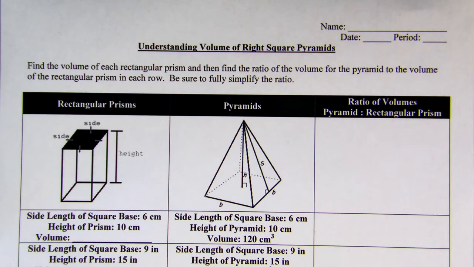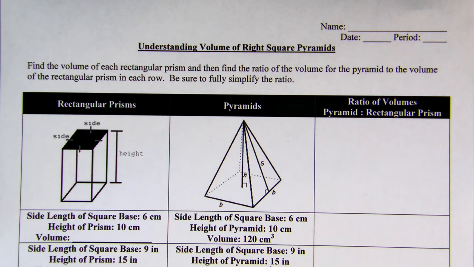Alright, so today's lesson is on the volume of a right square pyramid. We're going to find the volume of each rectangular prism, and then we're going to find the ratio of the volume of the pyramid to the volume of the rectangular prism. We're going to make sure we simplify our ratios as well.